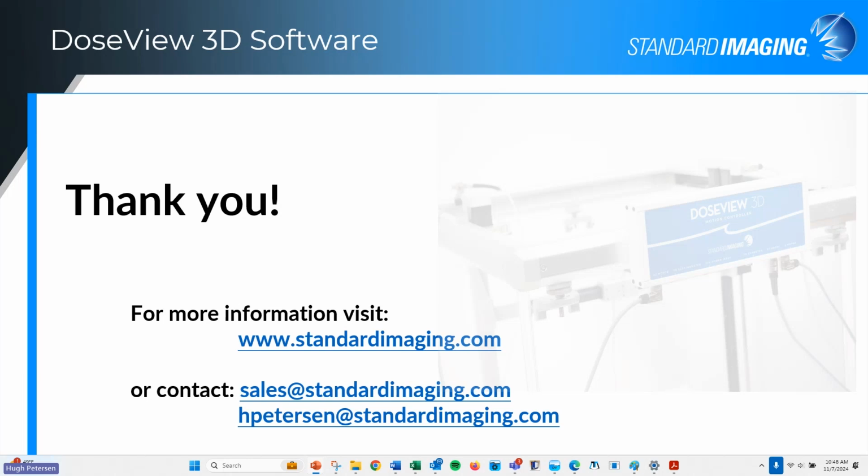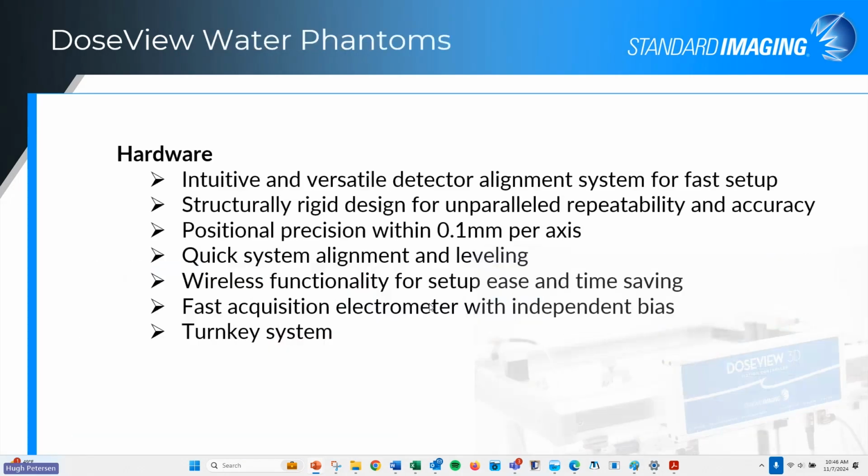So let me jump back here. Again, as I mentioned, the hardware, quick summary: a very intuitive and versatile detector alignment system for quick setup. Structurally rigid design for good repeatability and accuracy, and those 0.1 millimeter per axis positional precision. Very quick alignment and leveling of the system. Wireless functionality for ease of setup and time savings in trip hazards. A fast acquisition electrometer and independent bias.